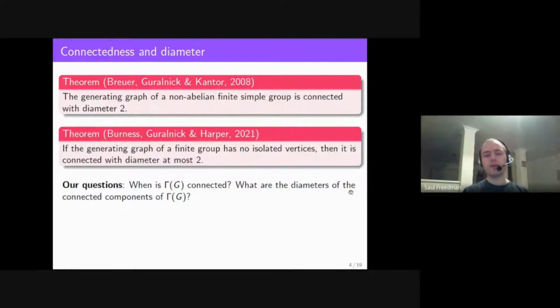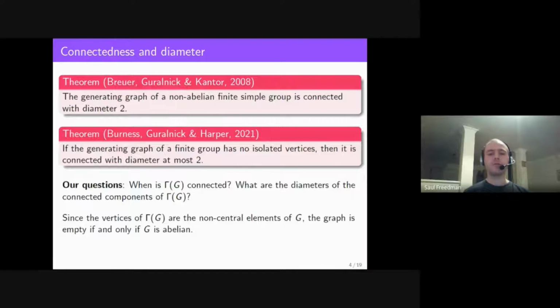But for now, we can make some easy observations. First, because the vertices of the graph are the non-central elements of G, it's clear that the graph is empty, in other words it has no vertices, if and only if G is abelian. It's also easy to show that no connected component of the graph can have diameter 1.